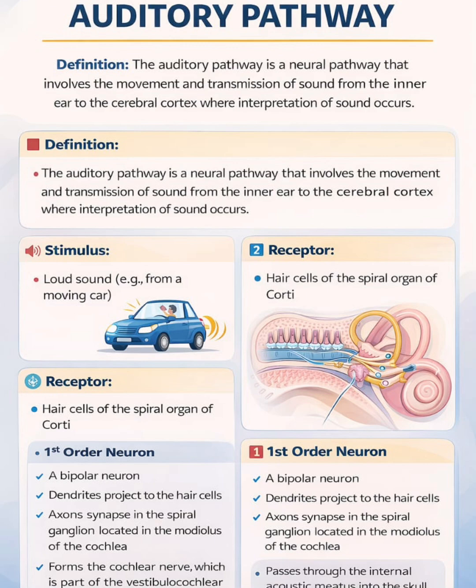First of all, what is our receptor? Don't forget, our receptors are usually dendrites of bipolar neurons. This receptor is also the dendrite of bipolar neurons, but they are usually located around the hair cells. So we have the inner hair cells and the outer hair cells. For the purpose of this lecture, the inner hair cells are innervated more by sensory neurons than the outer hair cells. So the hair cells of the spiral organ of Corti.